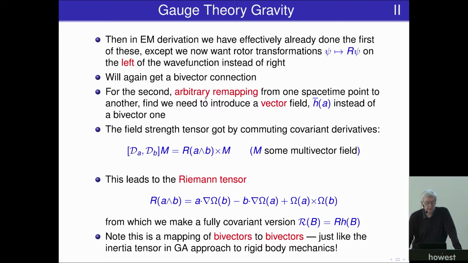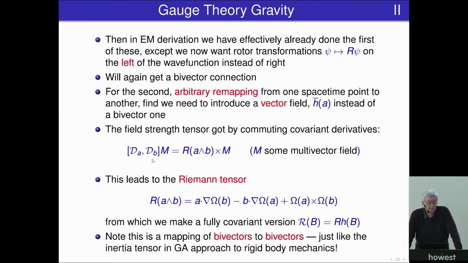Now, for the second, I won't go into the details of this, which was the arbitrary remapping of one space-time point for another, because thinking of it as translations, it's got a vector type appearance instead of a bivector type appearance, and you find you need a vector field which is a linear function of some arbitrary vector A. Now, I won't go into the details of this. I'll just show you very briefly a couple of examples of this.